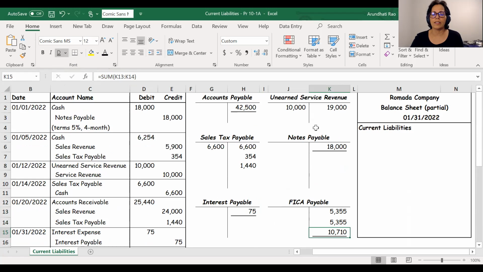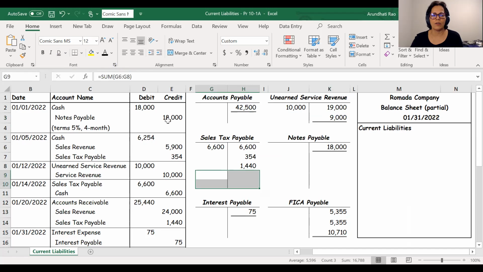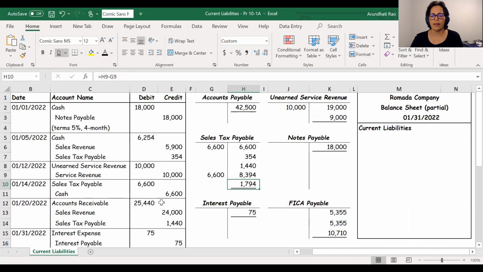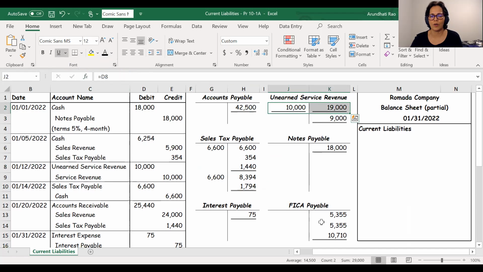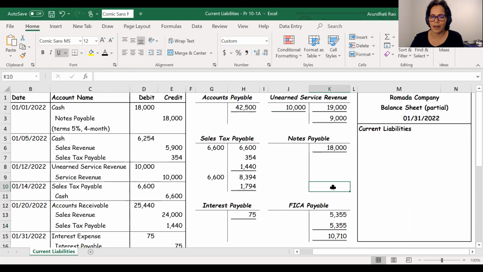FICA payable. There were 2 credits. For the unearned service revenue, it dropped to $9,000. And for sales tax payable, I need to go to the calculation, add up both sides, and then take the difference to arrive at the 1794 as the balance for that account. So let me quickly do these, just draw the lines here to indicate where we're getting these numbers from. Okay, so that's just a little bit of a presentation format that I'm particular about.